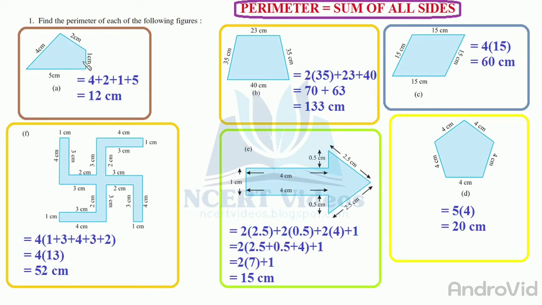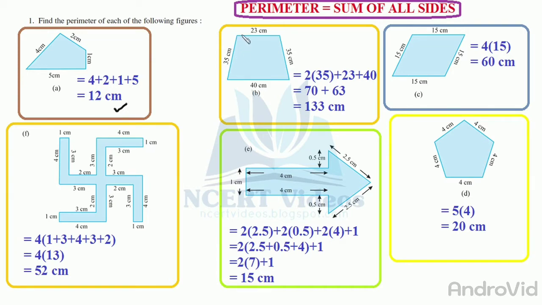So 4 plus 2 plus 1 plus 5, that is we will add all the 4 sides of this quadrilateral. 4 plus 2 is 6, plus 1 is 7, plus 5 is 12. This is the perimeter of the first figure.